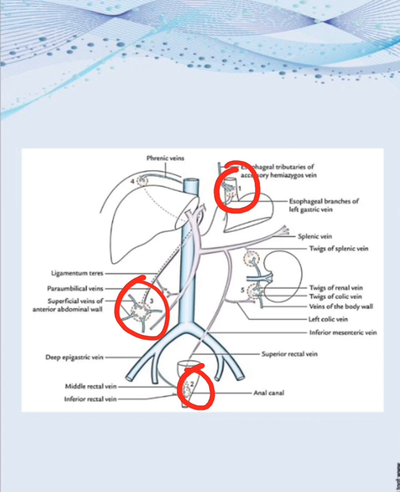Another we saw is the retroperitoneal anastomosis, which we can't depict in this picture. One more important thing is the anastomosis at the bare area of the liver. This anastomosis takes place between the phrenic veins and the hepatic veins. So these are also anastomotic sites.